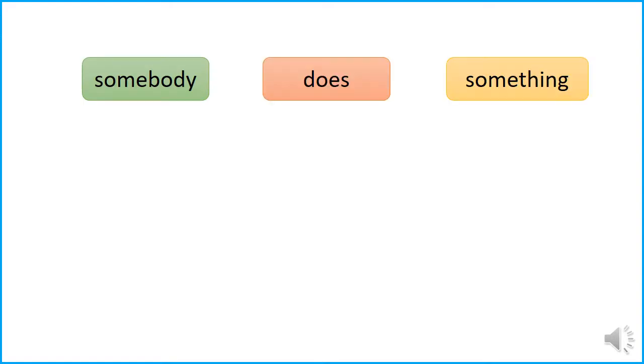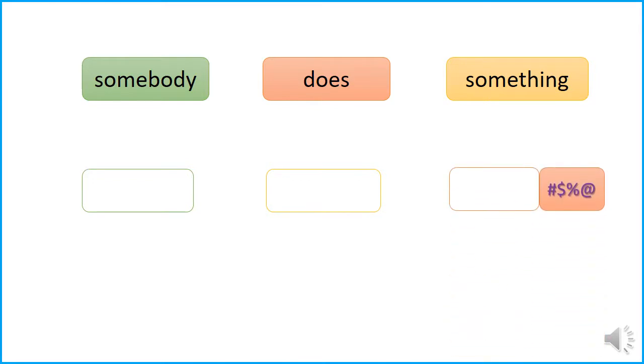First, in English, we say somebody does something. We know which word is functioning as which by looking at the word order. In Korean sentence, we say somebody, something, does with conjugated verb.